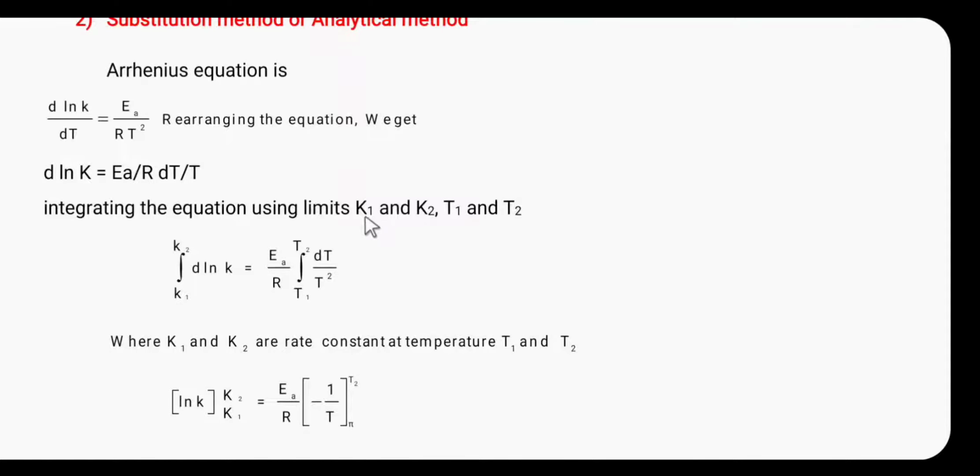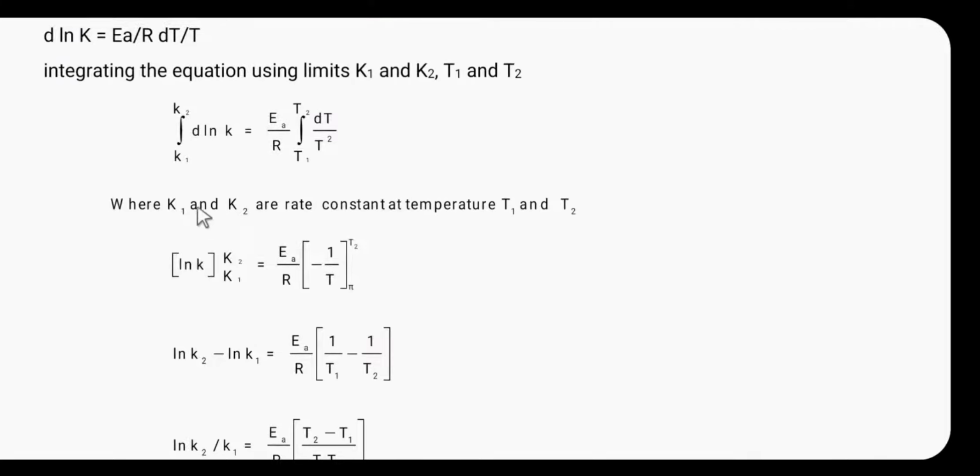That means here k1 is the velocity constant for the chemical reaction when the temperature is T1. k2 is the velocity constant for the chemical reaction when the temperature is T2. So integrate this equation, that is the integration of d ln k from the limit k1 to k2 is equal to, again EA by R, it is a constant, so it is written outside of the integral sign. So integration of dt upon T square from the limit T1 to T2.